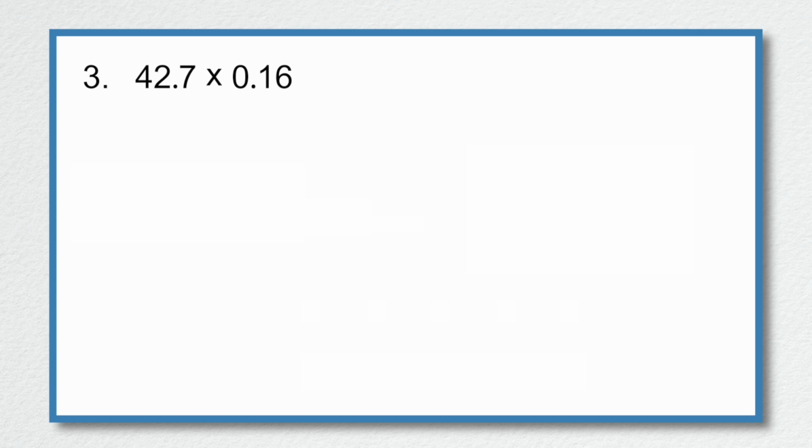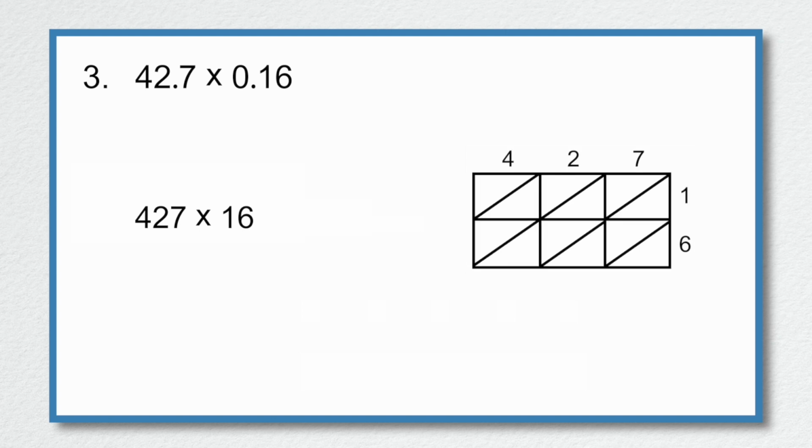42.7 multiplied by 0.16. So we get rid of the decimal point, and I'm going to do 427 multiplied by 16. I'm going to use the Gelosia method this time. So I do my grid. It's a 3-digit number multiplied by a 2-digit number. So I've got a 3 by 2 grid. I write 427 along the top. I write 16 down the side.